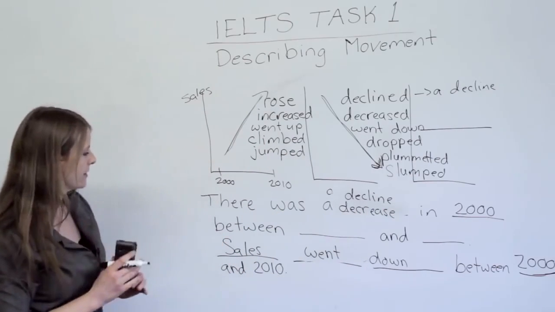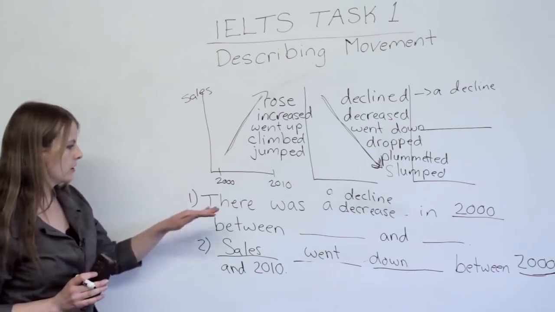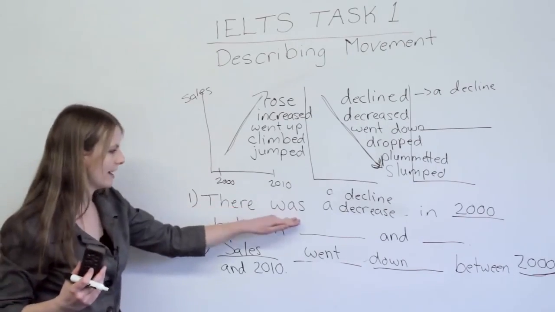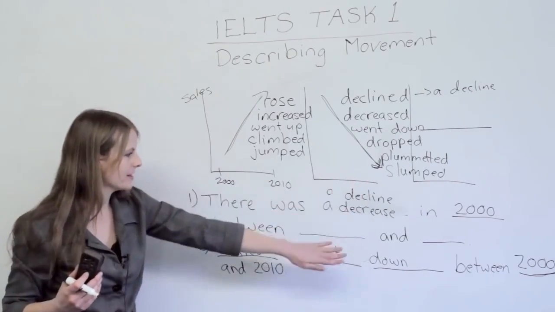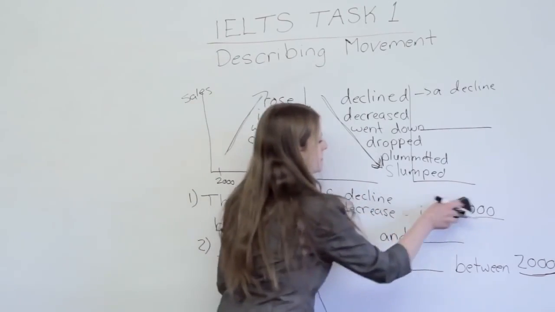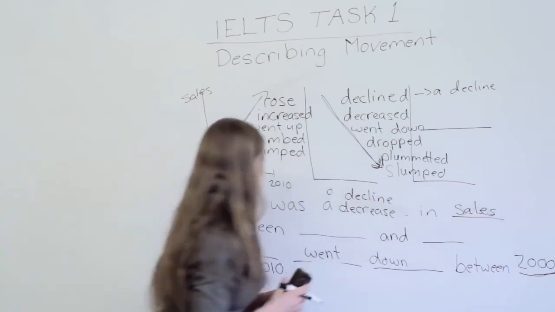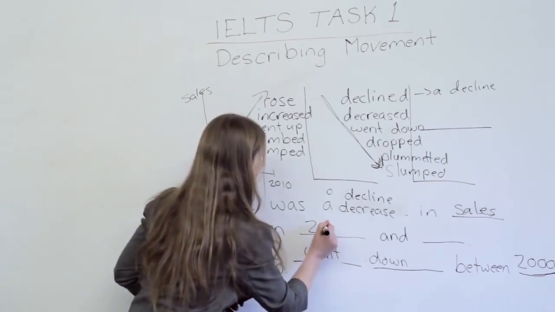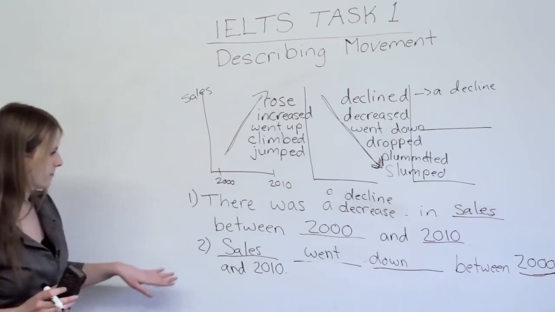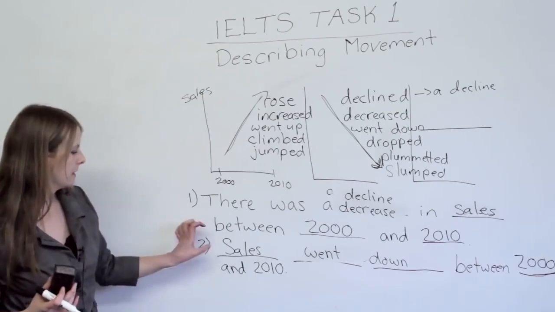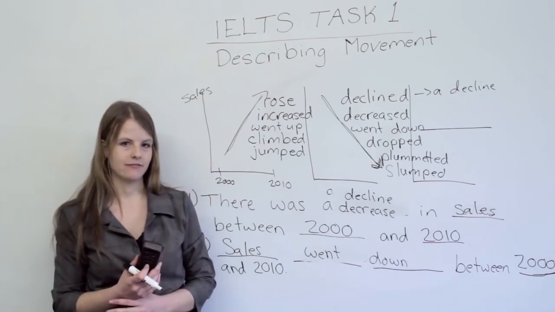So here is when we're using the noun, and here is when we're using the verb. When we use the noun, remember it's "there was a decrease, a rise," whatever. Here we can write the topic, in sales, or whatever your topic is, between, and then the date. Or if we use the verbal form, you have the topic, sales, verb, and the date again.